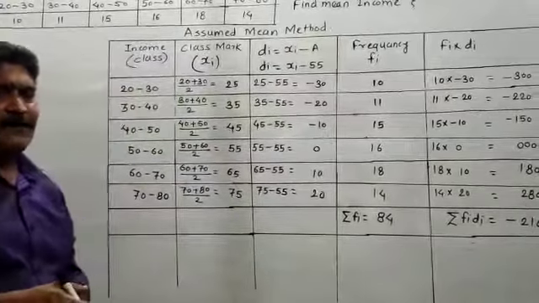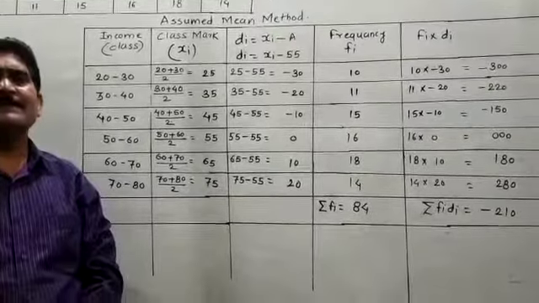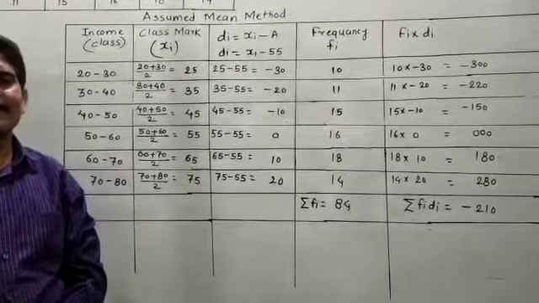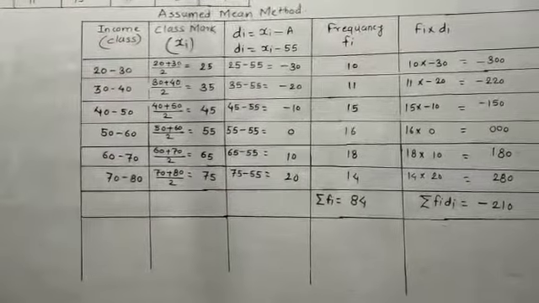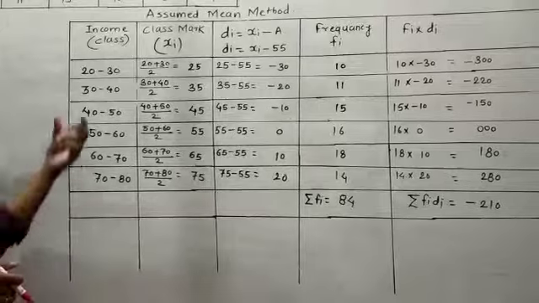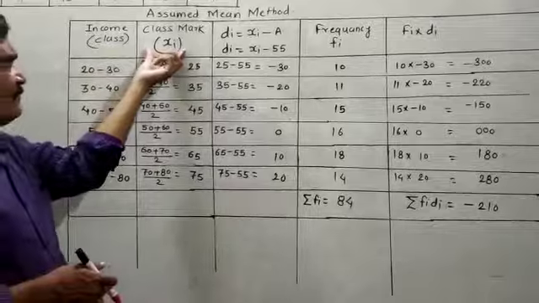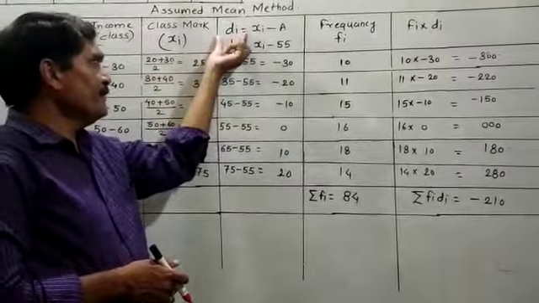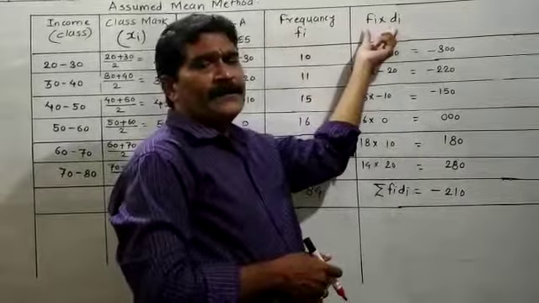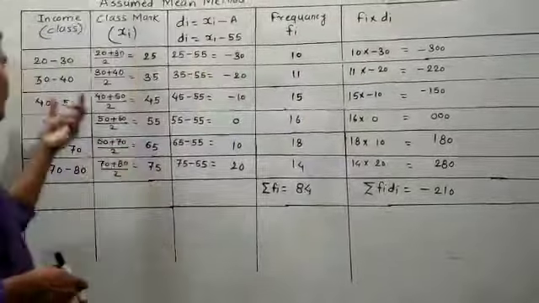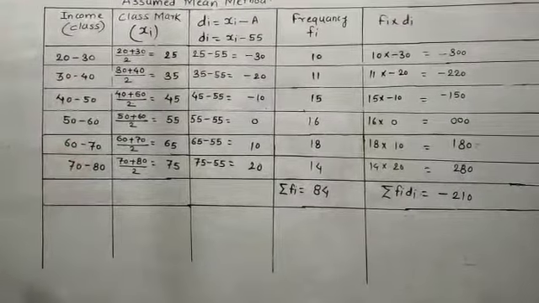You can find the mean by any method: direct method, assumed mean method, or step deviation method. By one of the methods you have to solve this example. I will solve this example by the assumed mean method. For this, you have to make the columns like this. Here you write the class, here the class mark, here the deviation, di is equal to xi minus a, here the frequency, and here fi into di. So the classes are like this: 20-30, 30-40, 40-50, 50-60, 60-70, 70-80.